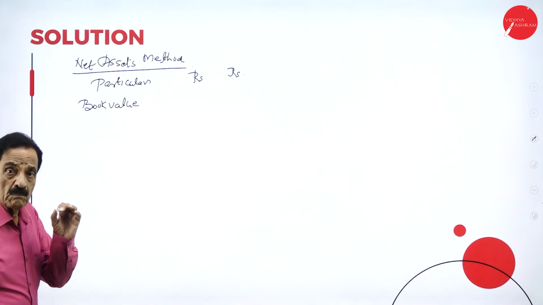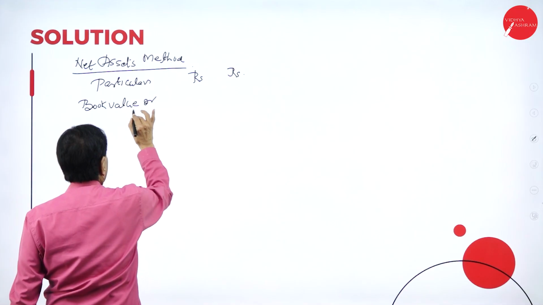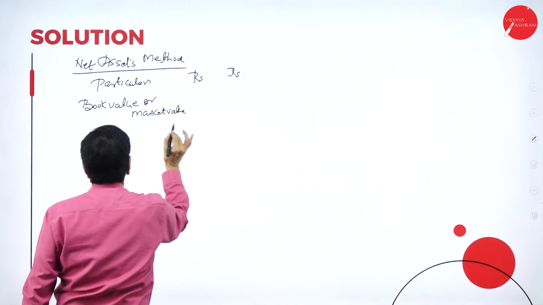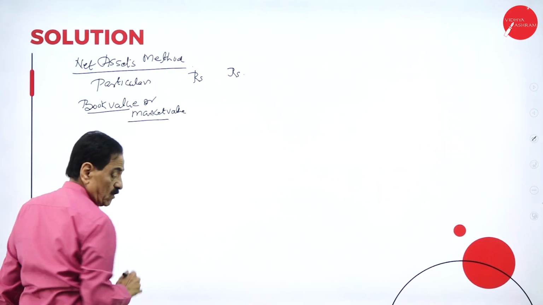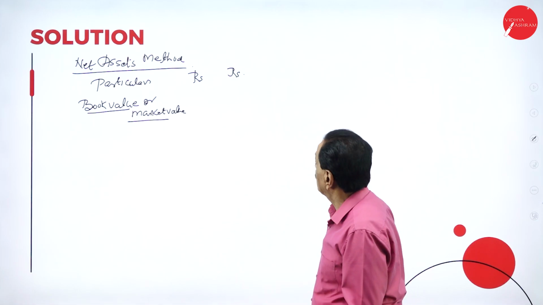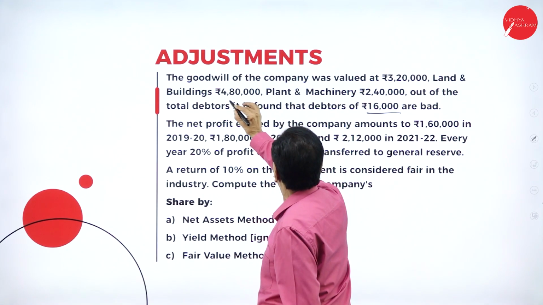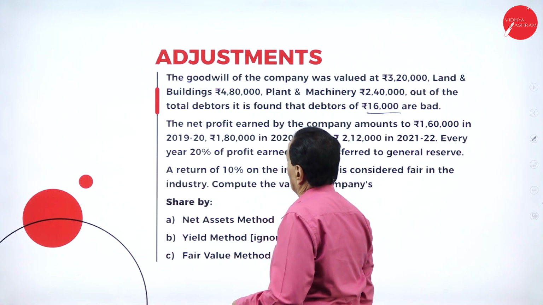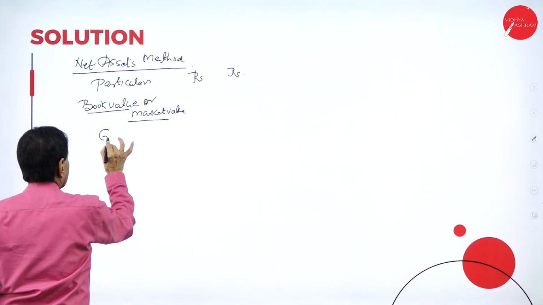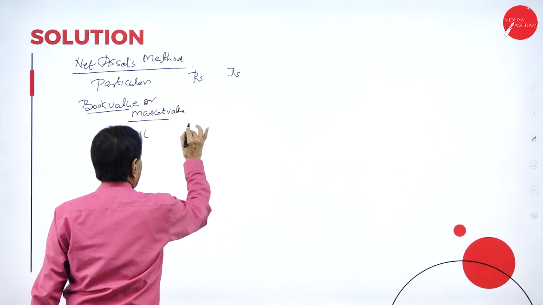You have to take book value or market value, go one by one. Assets and liabilities. What is the first asset? Land and building, old, new one. The goodwill of the company value is 3,20,000. Goodwill, 3,20,000.